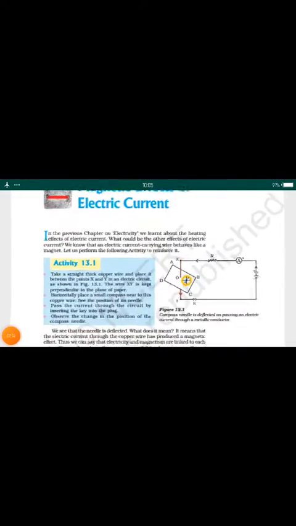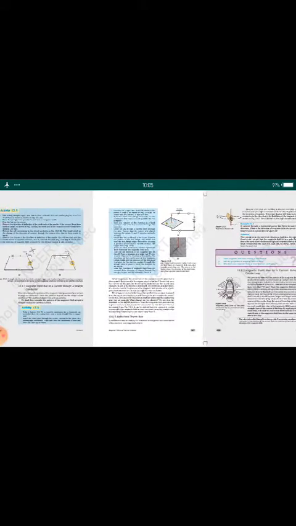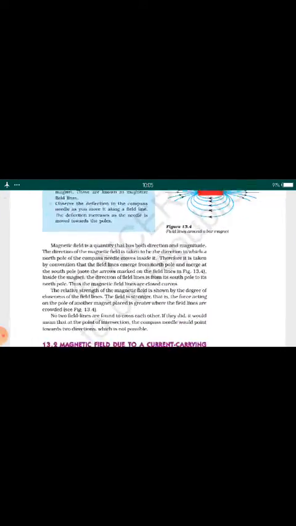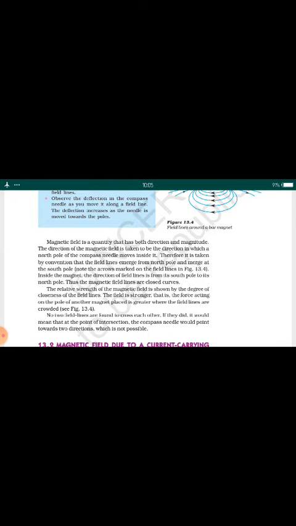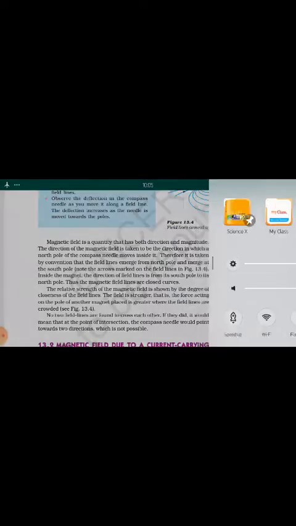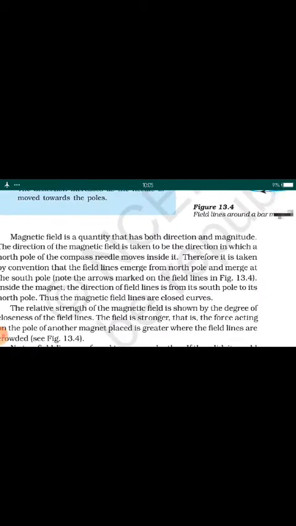Chapter number 13, Magnetic Effects of Current. In the previous lecture, we have studied many activities. We have studied the magnetic force line. So let's start. Magnetic field is a quantity that has both direction and magnitude.